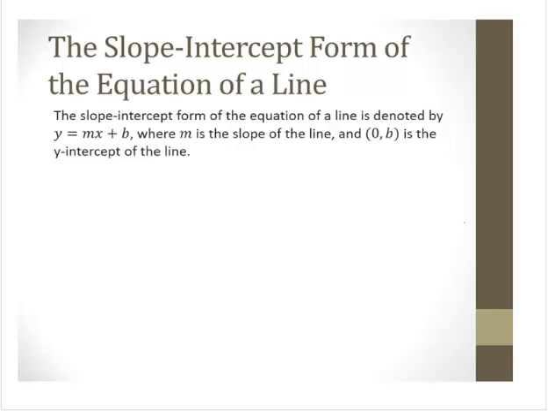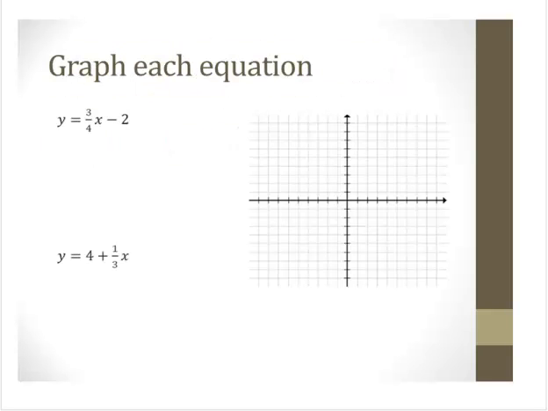The slope-intercept form of the equation of a line is an important form that we need to be aware of. And this form is denoted by y equals mx plus b, where m is the slope of the line and b is the y-intercept of the line. That's the point where the line crosses the y-axis. So now let's learn how to use that slope-intercept form.